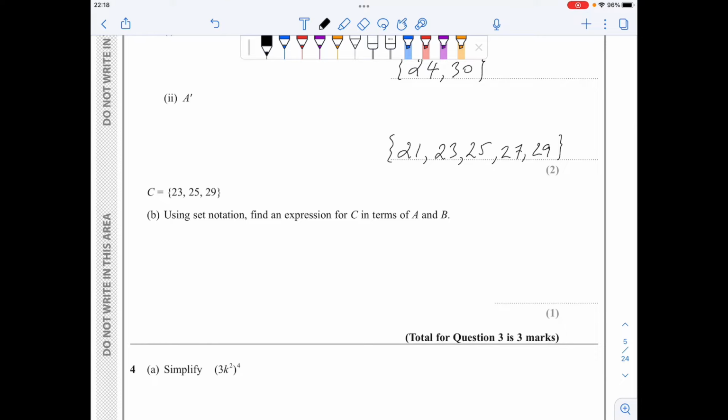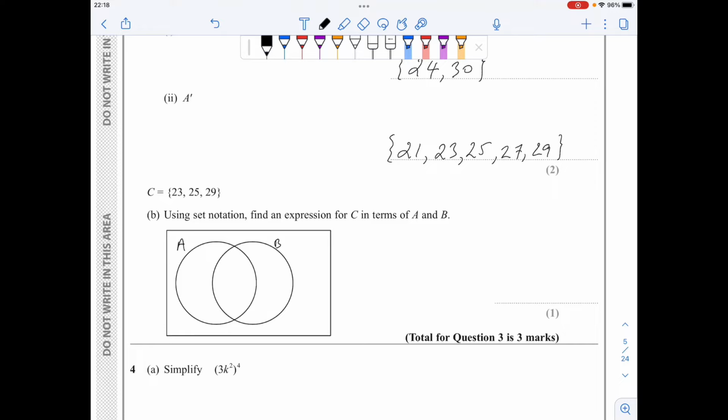Now for part B, it might be useful to draw a Venn diagram. Now the common elements are 24 and 30. In A, without the B, I've got the 22, the 26, and the 28. Then in B only, I have the 21, the 27, and I'm left with 23, 25, and 29, not belonging to either A nor B.